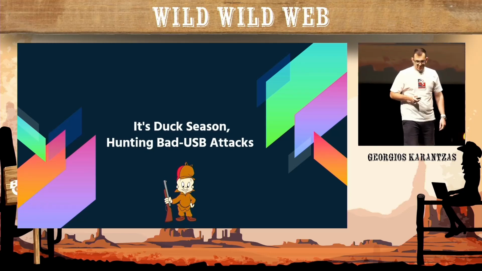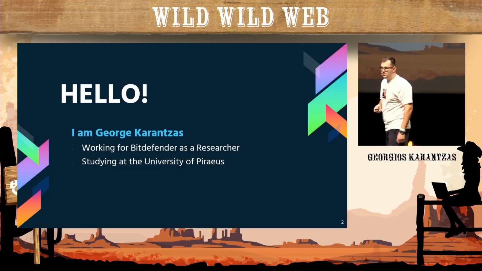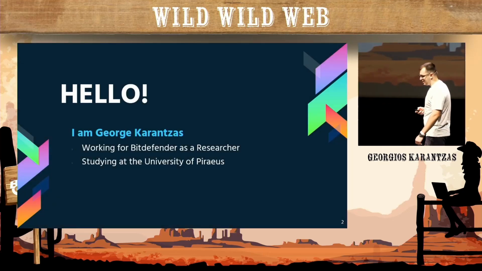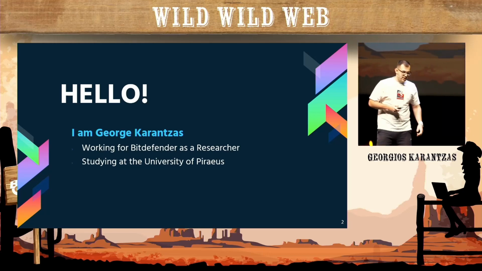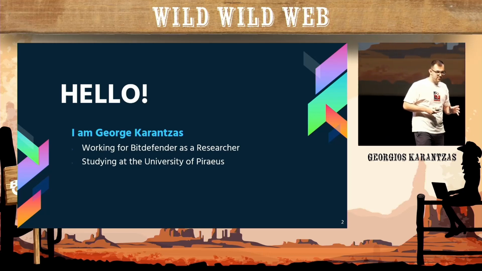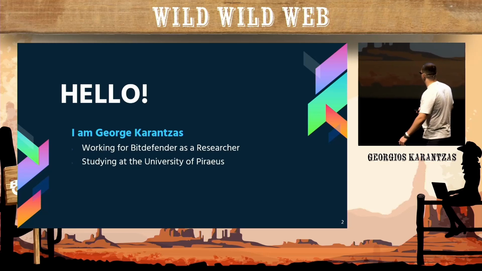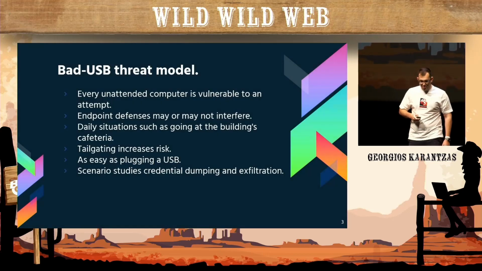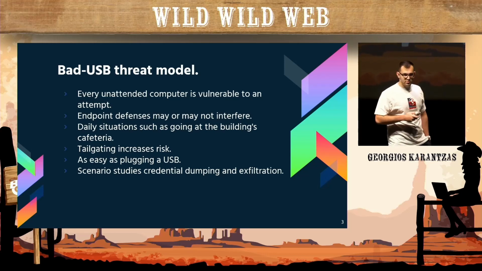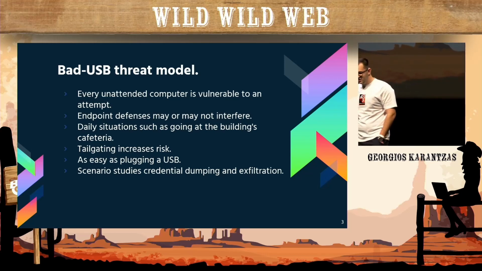So let's get started. What we will discuss today is essentially how we can forensically detect BadUSB attacks based on behavioral vectors, not some kind of hard-coded identifier. A couple of things about me: I'm a researcher at Bitdefender, and I also study at the University of Piraeus. So let's proceed. What is the BadUSB threat model? How can someone be attacked by this vector?